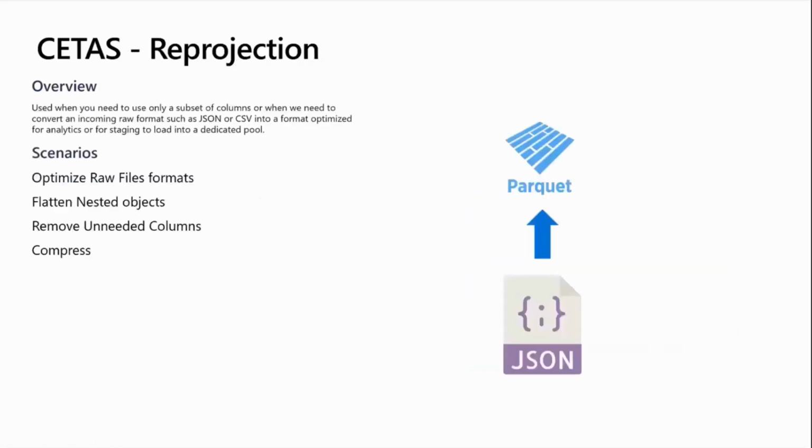Okay, and then reprojection, just a fancy way of saying, hey, I've got JSON data or CSV data coming in. I want to dump it out to Parquet and not really transform much of it. I could do some lightweight stuff, so I could assign data types. I could flatten some of the nested objects. I could remove unneeded columns. Parquet is going to give me the built-in compression. So that's another use case.